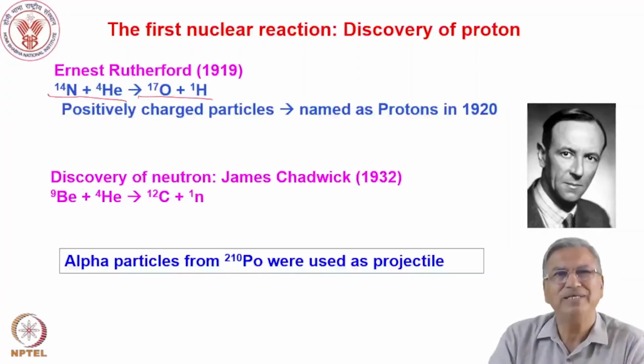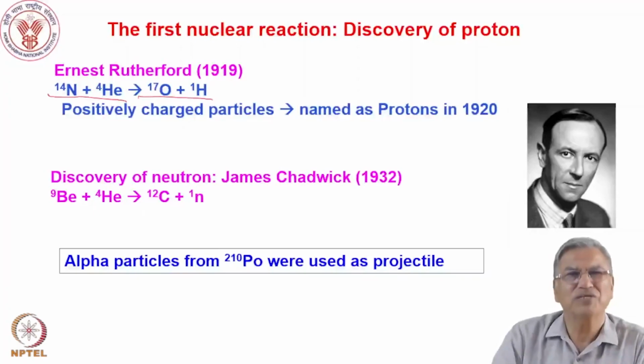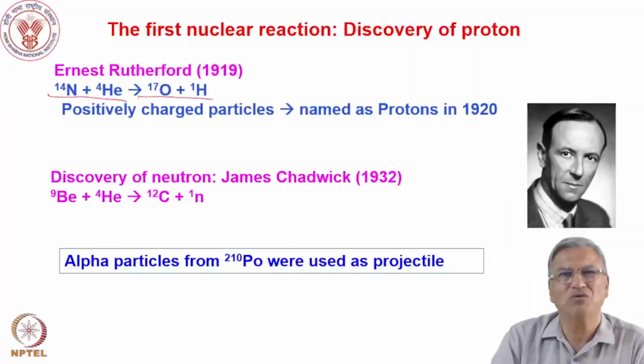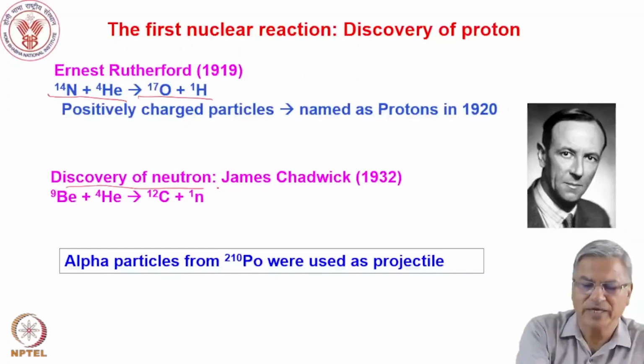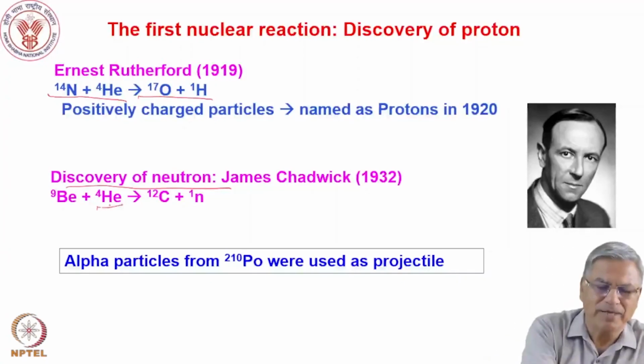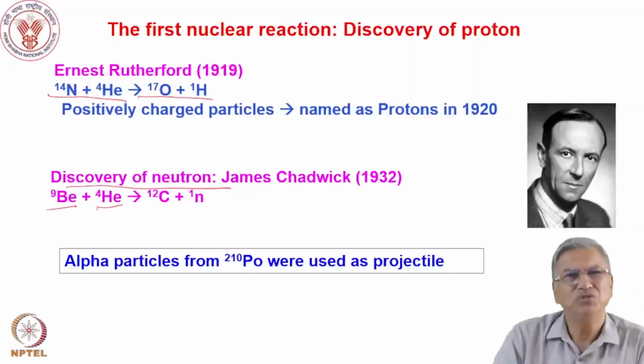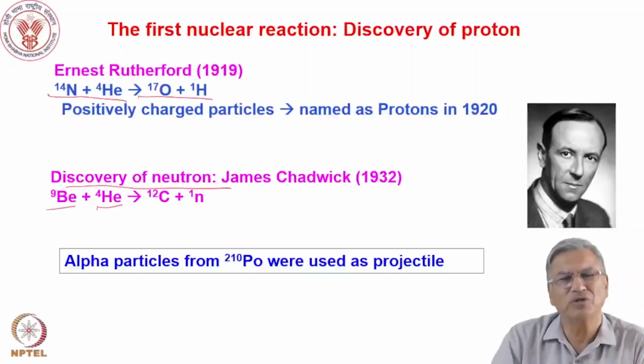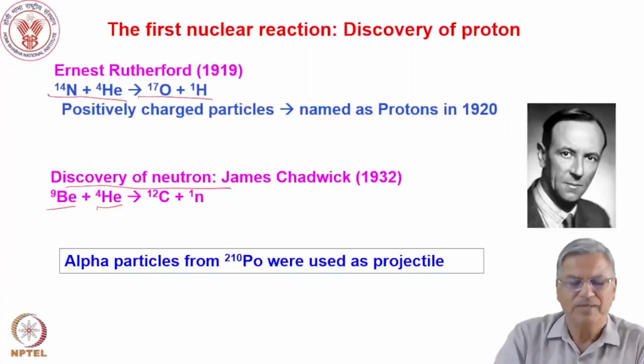Then subsequently, the neutron was discovered by James Chadwick, the student of Rutherford, in 1932. In this reaction, again, the projectiles that were used were alpha particles from the naturally occurring radioisotope polonium-210, bombarding beryllium-9. Other isotopes like aluminum-27 were also bombarded, and this led to the discovery of the neutron.